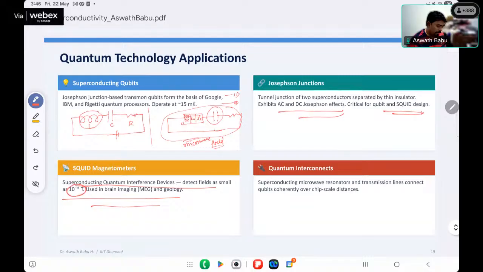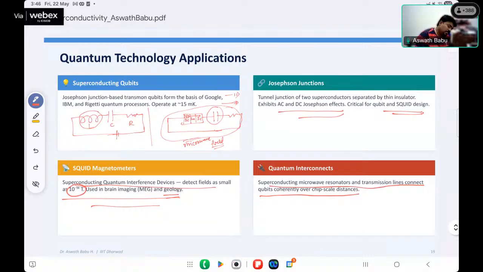So this is being used to image brain activity. Okay, and even for geology, geological study, the SQUID magnetometers are used. They are like probes which detect a magnetic field. So superconducting microwave resonators and transmission lines connect qubits coherently over chip-scale distances. So inside quantum chips, the connectivity is also going to be realized using such superconducting materials.